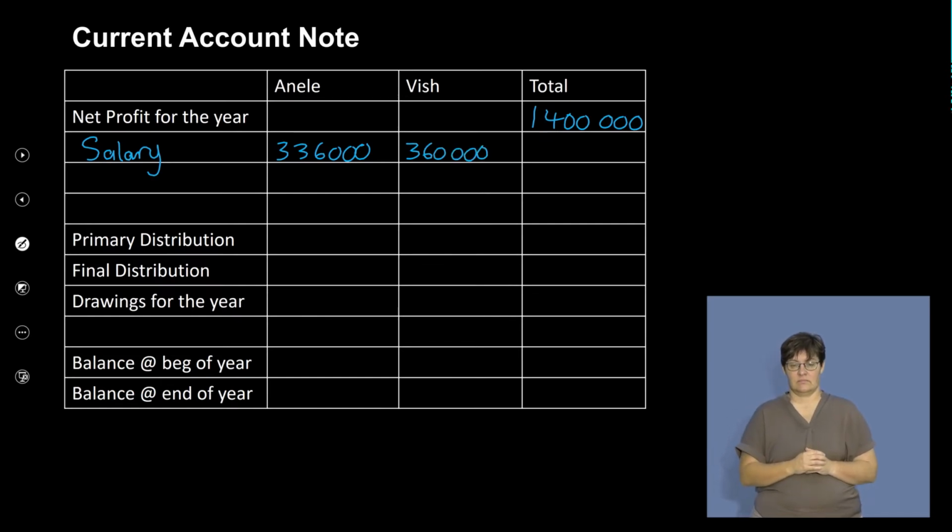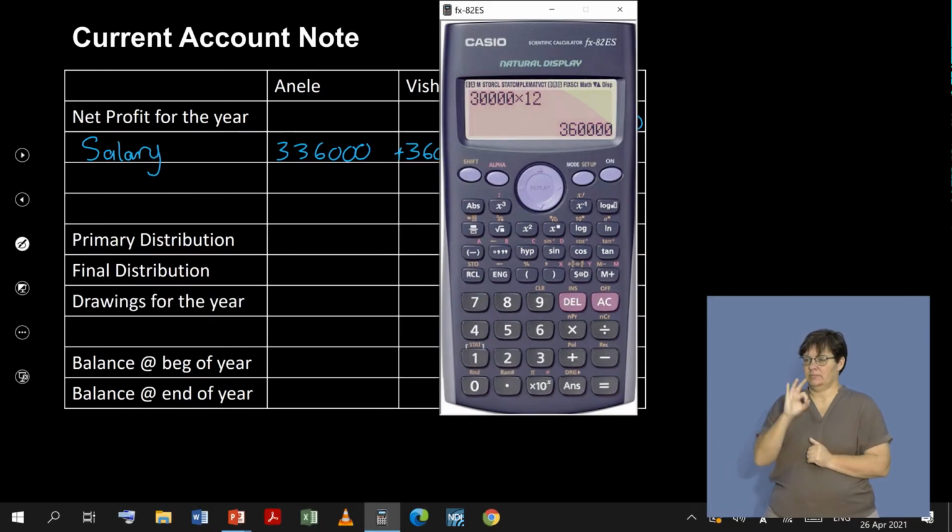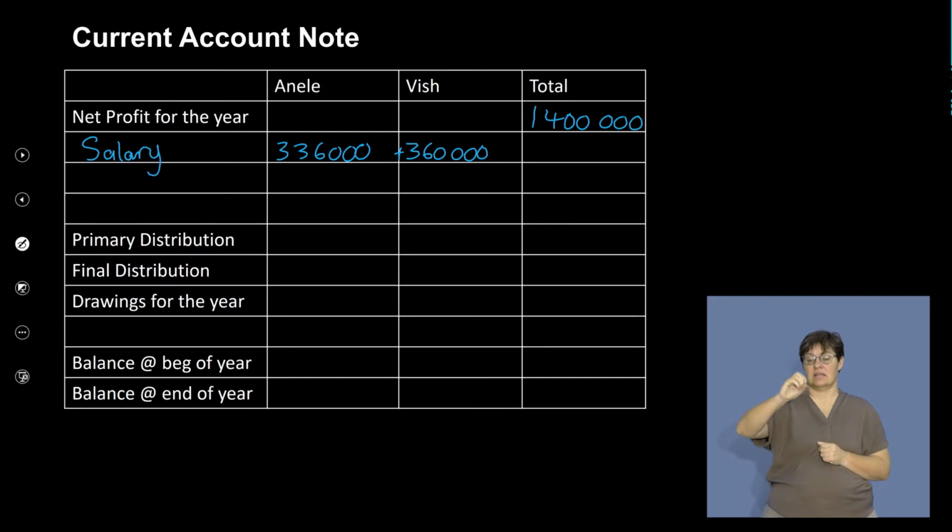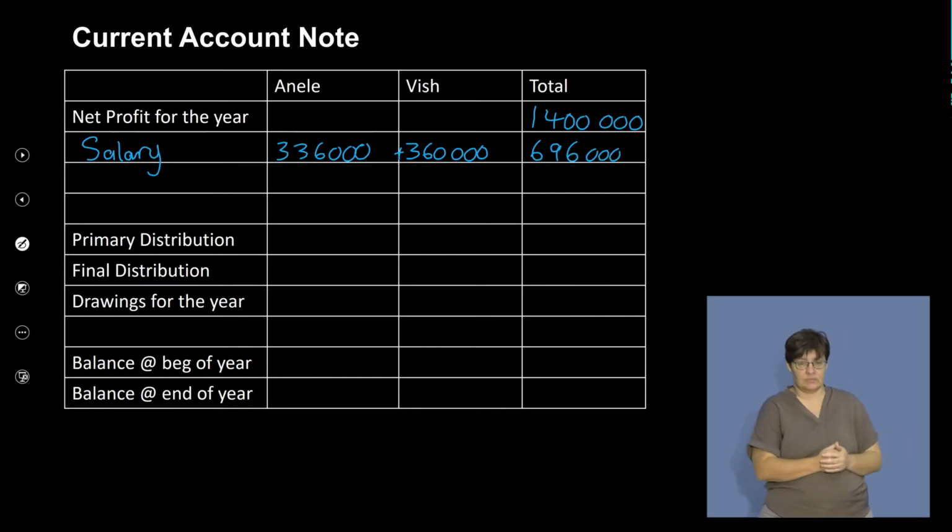Right, so if I look at the total salary allocated thus far, I'm simply adding these two amounts to get my total. I'm just going to get the calculator out. So 360,000 plus 336,000 gives us 696,000. So 696,000. Right, salary sorted. Let's move on to interest on capital.